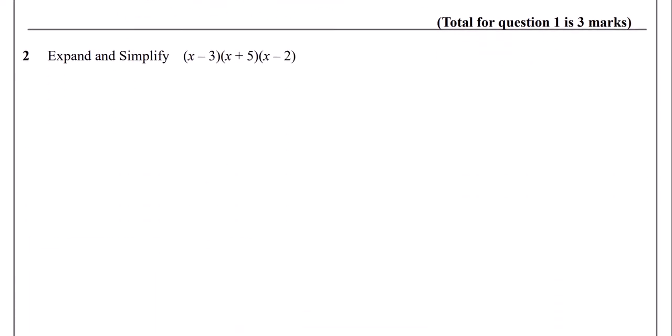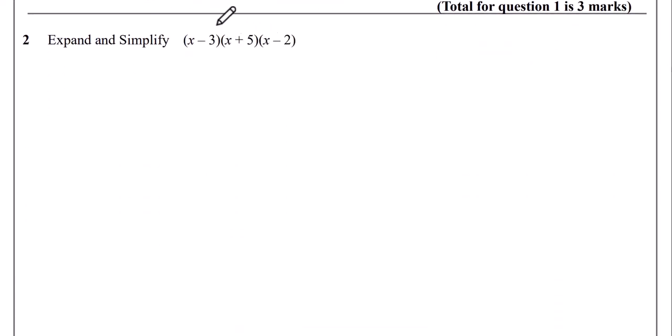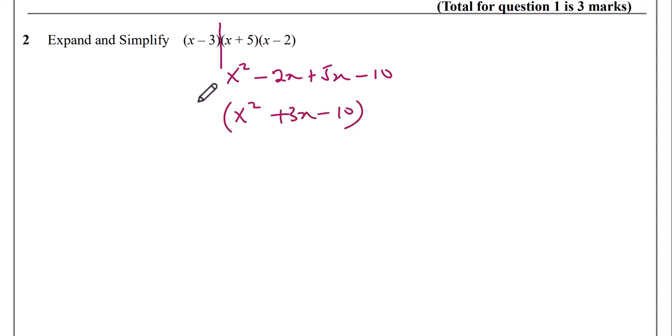And number 2, again, I'll put a line here and expand this. x times x is x squared, and x times minus 2 is minus 2x, and 5 times x is 5x, and 5 times minus 2 is minus 10. And of course, you have x squared plus 3x minus 10. And then you bring this one down, which is going to be x minus 3. Okay, you bring this one down here.